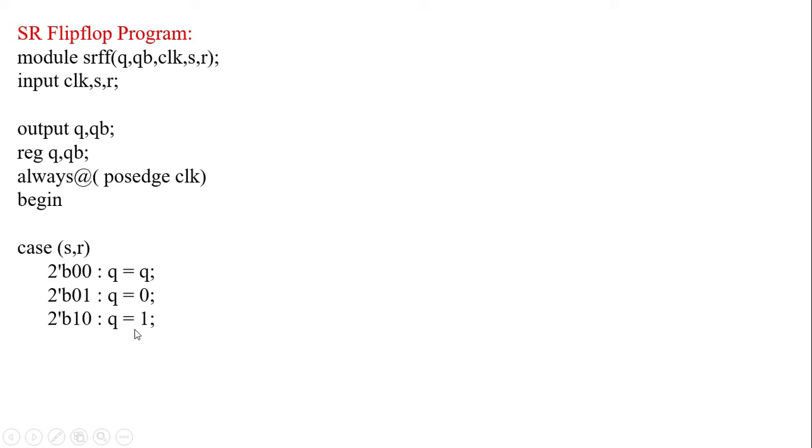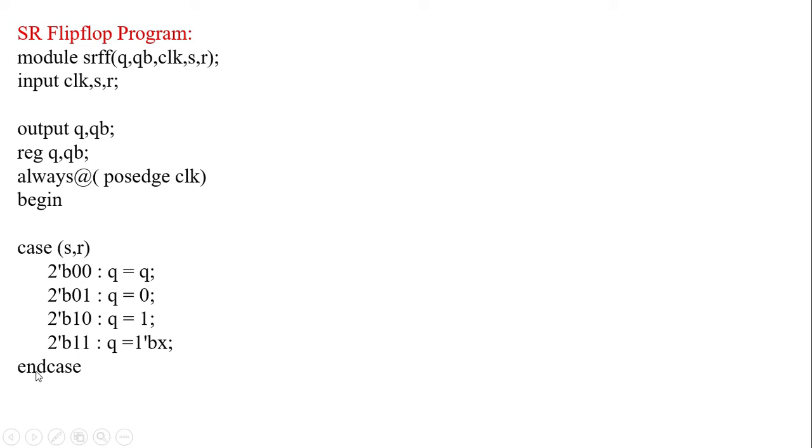So it sets the output Q equal to 1. In the last combination, if S is 1 and R is 1, Q is assigned the invalid value 1'bx, which indicates a 1-bit X. X indicates that it may be either 0 or 1, because it is an invalid statement.